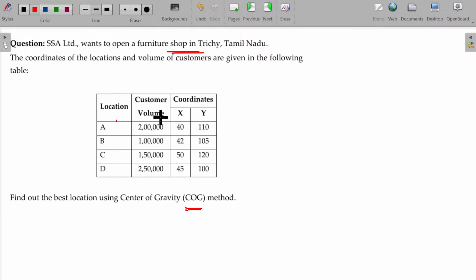Now, what you have to do is, this is otherwise named as V. You have to multiply V into X and V into Y. 2 lakhs into 80. I may post this value in thousands. 200 into 40, 8,000. 200 into 110, 22,000. 100 into 42, 4,200. 105 into 100, 10,500. And here 150 into 50, 7,500.